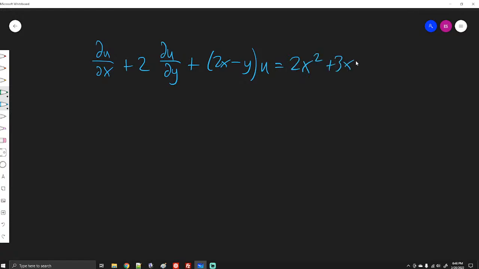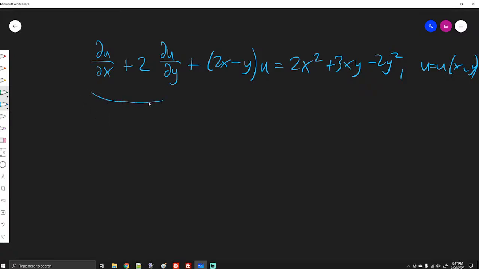So yeah, u here is a two-dimensional function, and it satisfies this gigantic first-order partial differential equation. Alright, so notice that the first derivatives of u have constant coefficients, so the way to solve it is by using the coordinate method, or the change of variables.